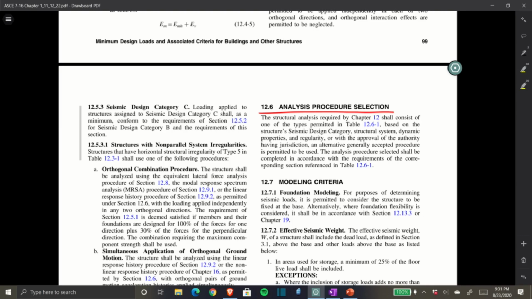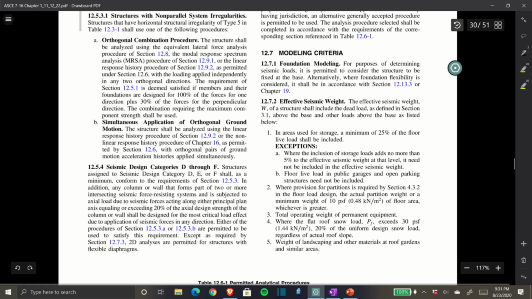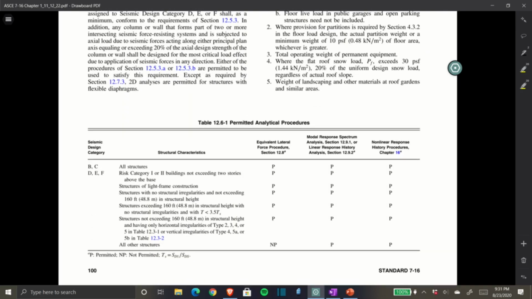Now, there are a couple different types of analysis procedures that you can use to analyze your structure under seismic loading criteria. And if we scroll down just a little further here, they provide a table for you. Permitted analytical procedures. So you have ELF, which is equivalent lateral force procedure. You have modal response spectrum analysis. And you have a nonlinear response history procedure. You can see this one's in Chapter 16. This modal response spectrum analysis, it's in Section 12 still. And then you have equivalent lateral force procedure, Section 12.8. Today we are going to be using ELF, equivalent lateral force procedure, so this guy right here.